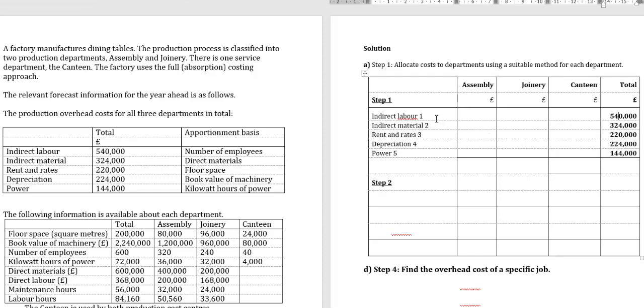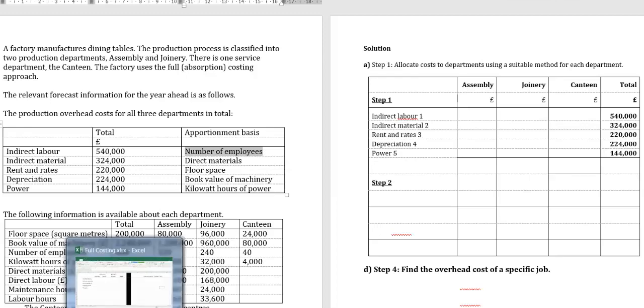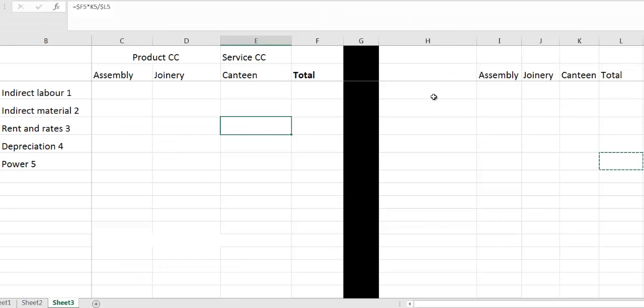And let's start with the first one, indirect labor. We need to apportion the 540 over the 3 cost centers. What is the apportionment basis that I will use? It's written here. For indirect labor, it's number of employees. So I will go to my Excel file because I don't have a calculator, and I will try to do this by myself. So we have the 5 indirect costs, here the total of all of them.